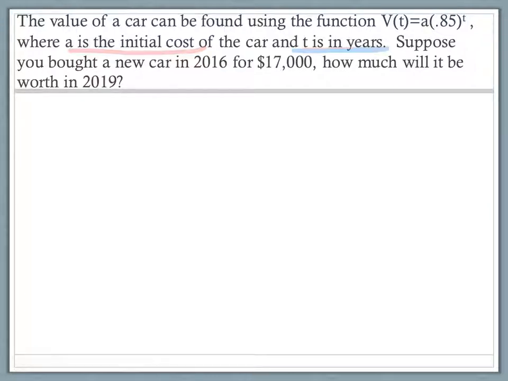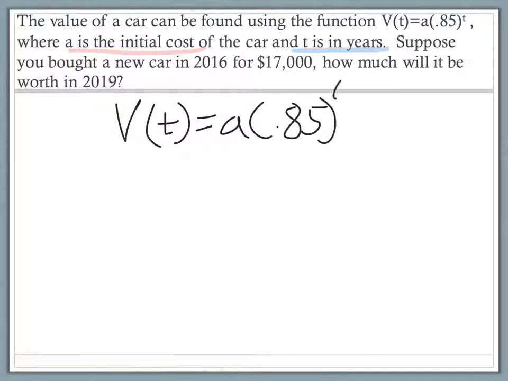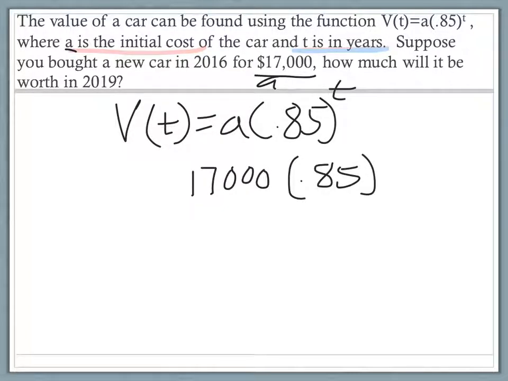Now with this one, it gave us the equation. So I'm going to write the equation that it gave, because that's the equation that I'm going to use since it gave us an equation. Okay, so now when I have that equation, let's think, what did it give us? It gave us how much the car cost originally, which is our A value. So I'm going to plug that in for A. Okay, 0.85. And then t is time.